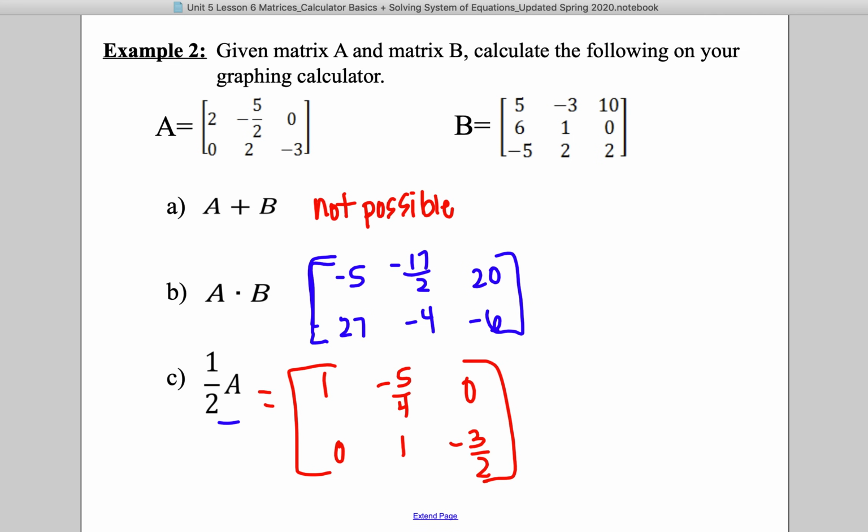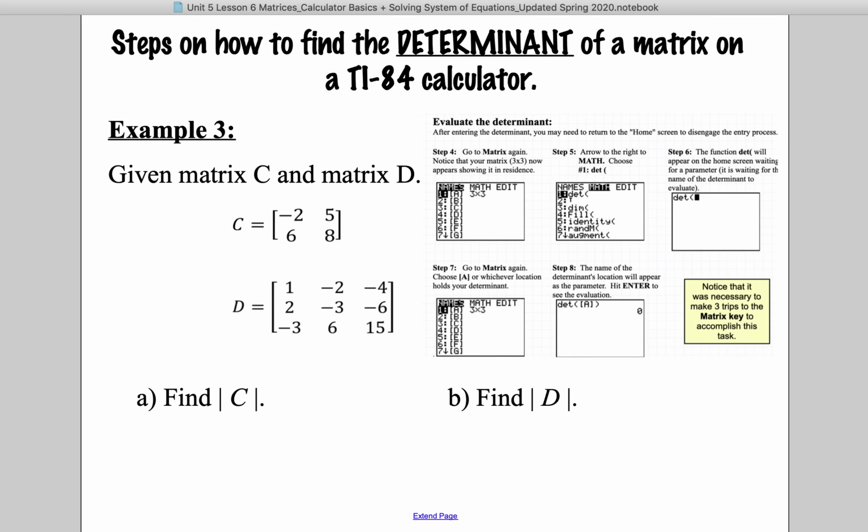Okay. The next thing we're going to go ahead and do is a determinant. Okay. So remember, when we do determinants, we need to have square matrices. So 2 by 2s and 3 by 3s. That's what we got for C and D. So let's just enter matrix C and D before we move on, and then I'll show you how to find the determinant.